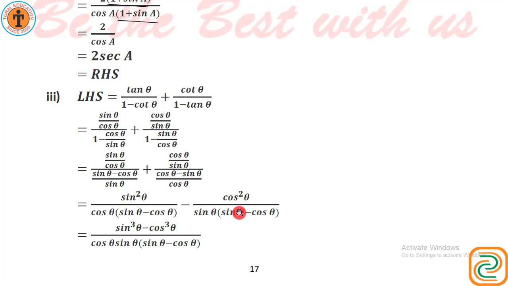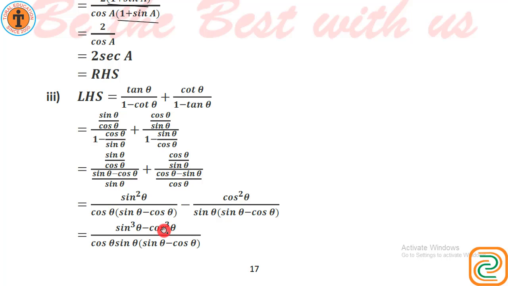Now both are similar. Now take LCM. Cos theta bracket sin theta minus cos theta into sin theta. This is LCM. So what happened? This sin theta will go to the numerator and will be multiplied, sin square theta, and this cos theta will go to the numerator and will be multiplied, cos cube theta. This is sin cube theta minus cos cube theta.